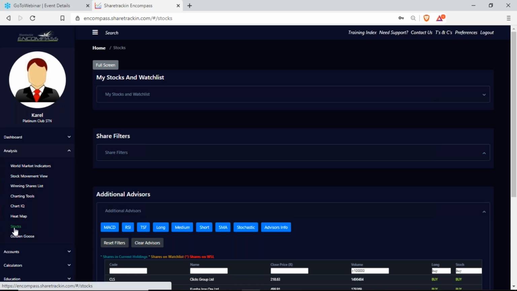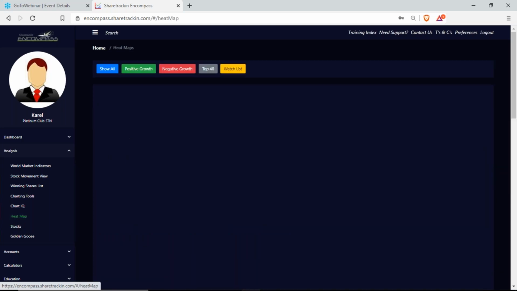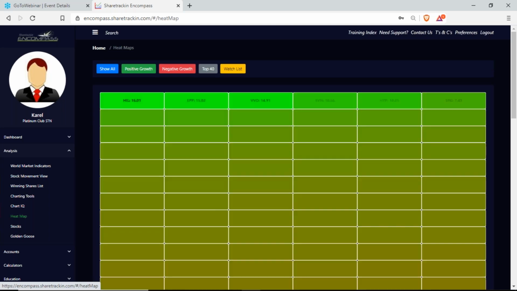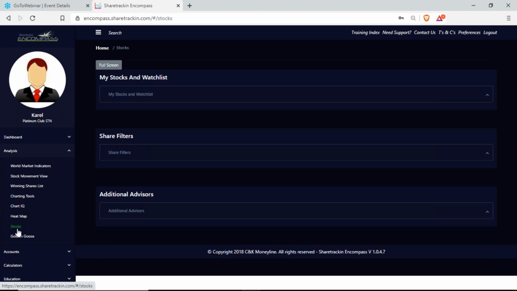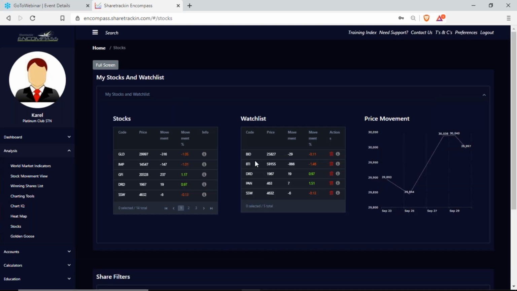Now I'm going to click on stocks. Sorry, I'm going to click on heat map. I'll wait for the heat map to load. And then I click on stocks. I'll wait for it to load. There's a little window that will pop up here, applying filters. You know everything is there. You can start using it. You go my stocks and watch list, and down there is SSW.